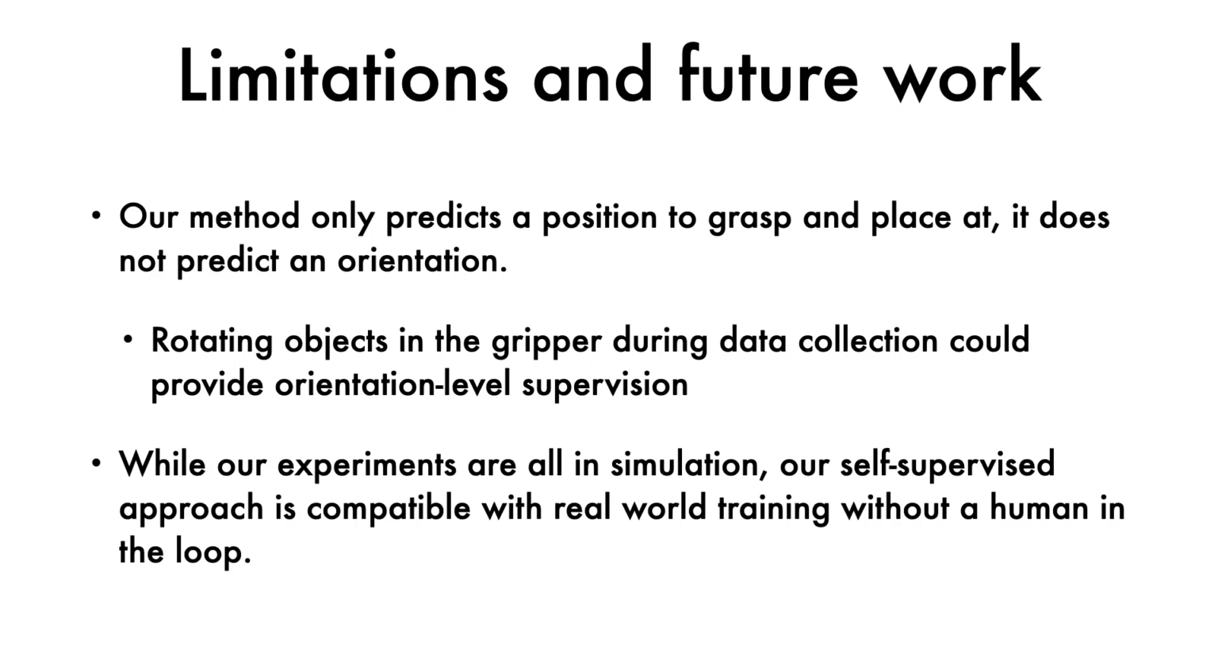Some limitations and future work of our method: our method only predicts a position to grasp and place at. It does not predict an orientation. So if the object needed to be rotated before being placed, our method doesn't currently capture that. However, rotating objects in the gripper during data collection could provide orientation-level supervision. And finally, while our experiments are all in simulation, our self-supervised approach is compatible with real-world training without a human in the loop.